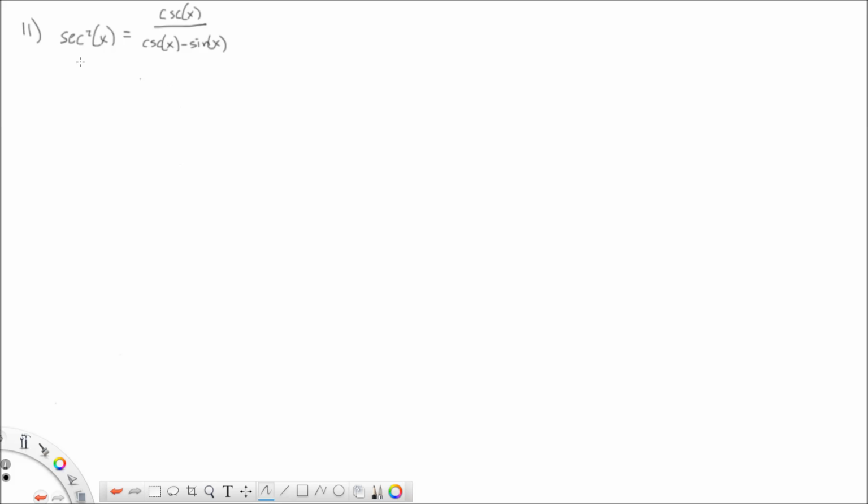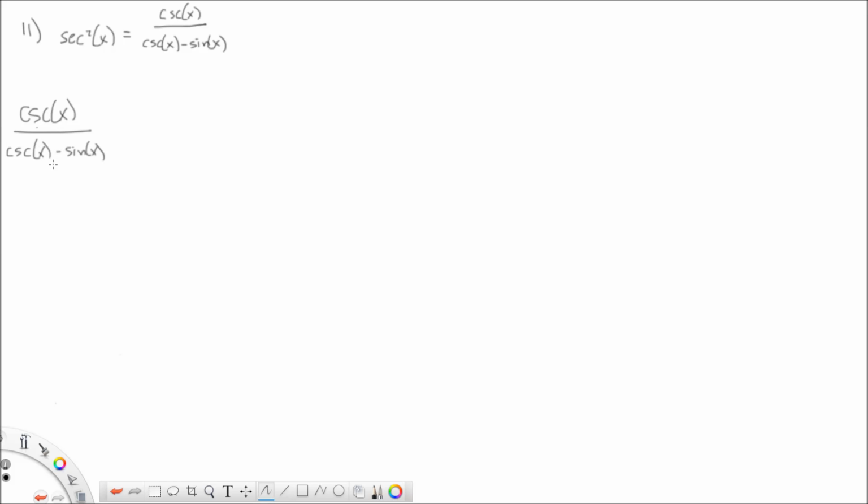So I just mentioned for number 10 at the end that sometimes we start with the left and go to the right, and sometimes we go right to left. Well, here we're going to start with the right hand side because we have this rational on the right, and we want to simplify it down to get the more simple thing, which is secant squared on the left. So let's start with cosecant x over cosecant of x minus sine of x.